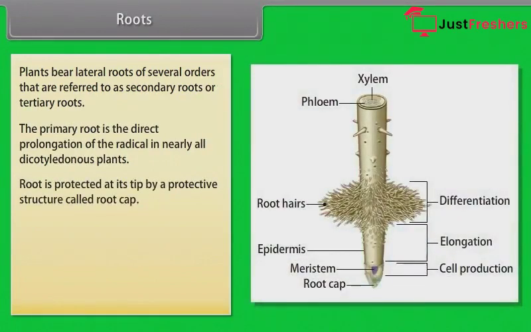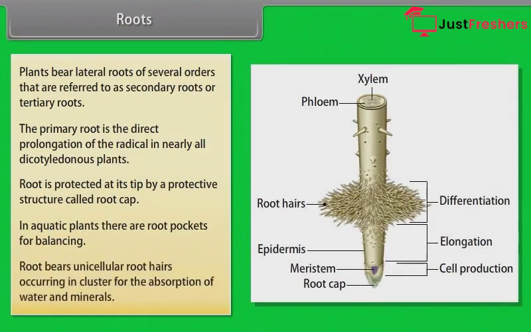Root is protected at its tip by a protective structure called root cap. In aquatic plants, there are root pockets for balancing. Root bears unicellular root hairs occurring in clusters for the absorption of water and minerals.